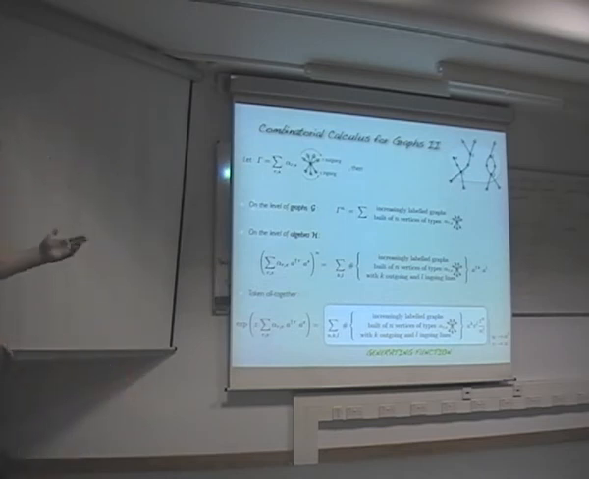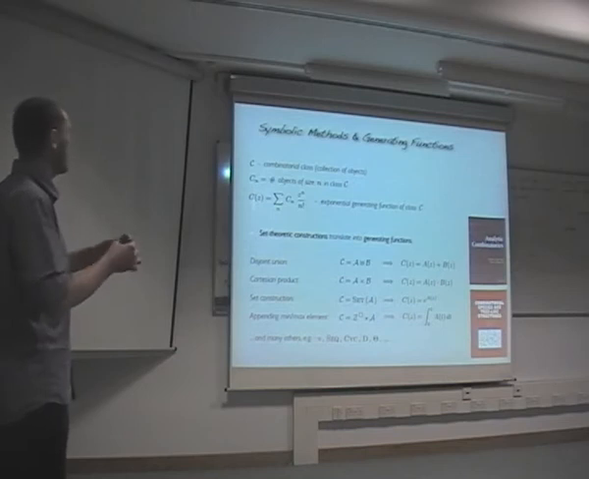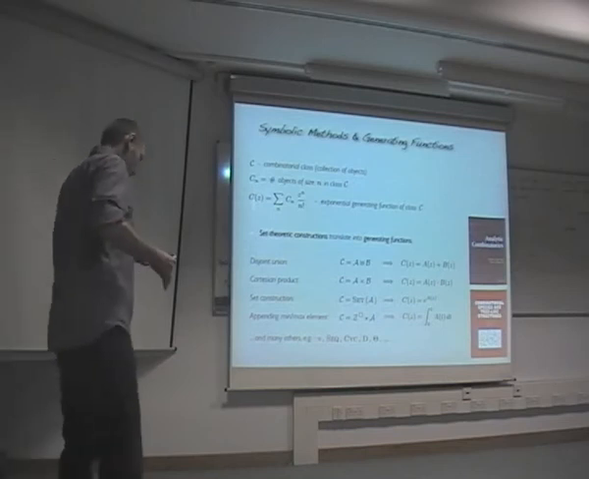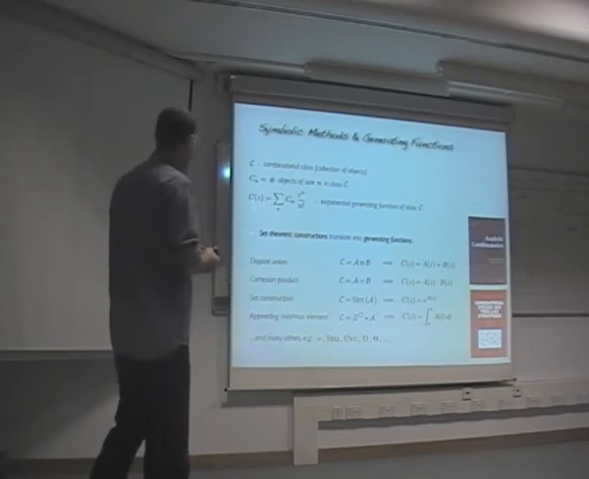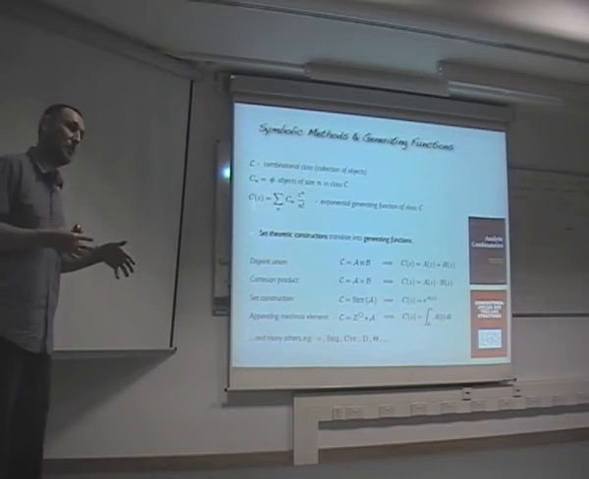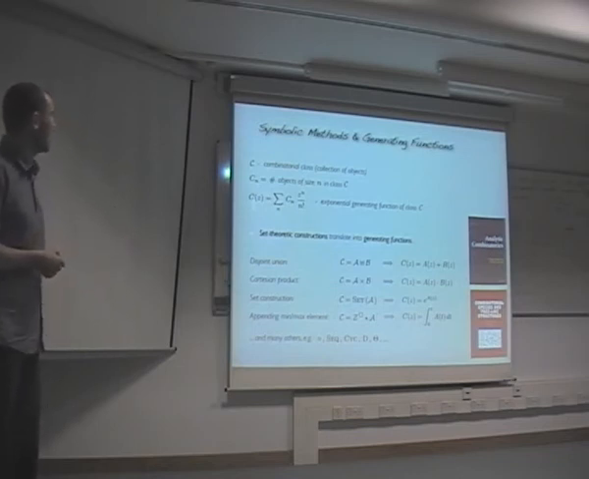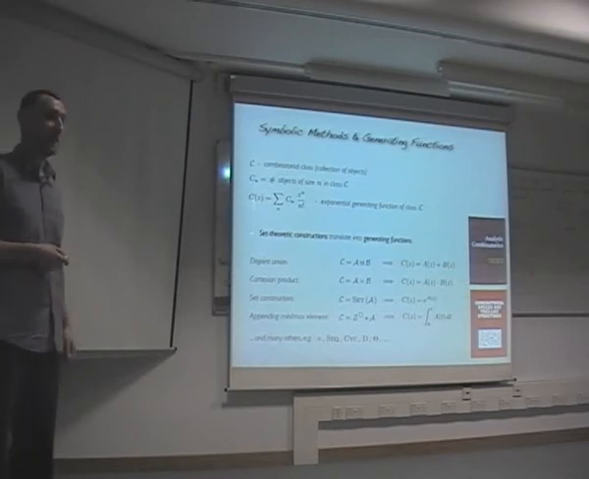At this stage it's very formal. So what's the advantage of this? I'm talking about this because there has been a lot of development in enumeration theory in recent years, especially concerning generating functions and symbolic methods.